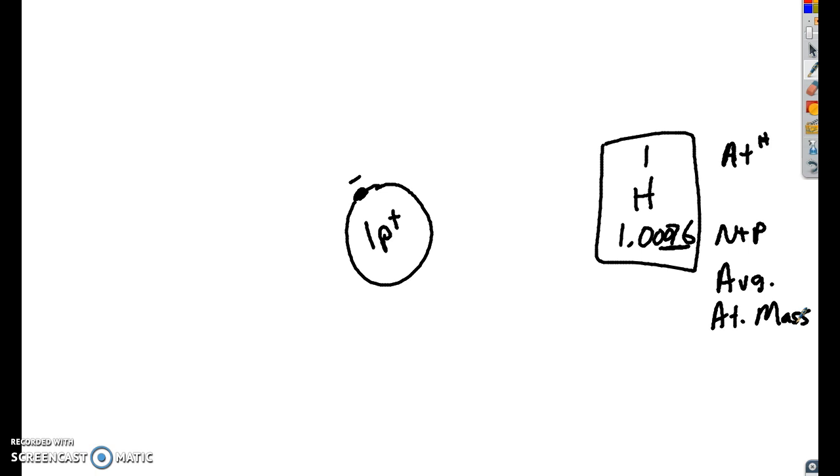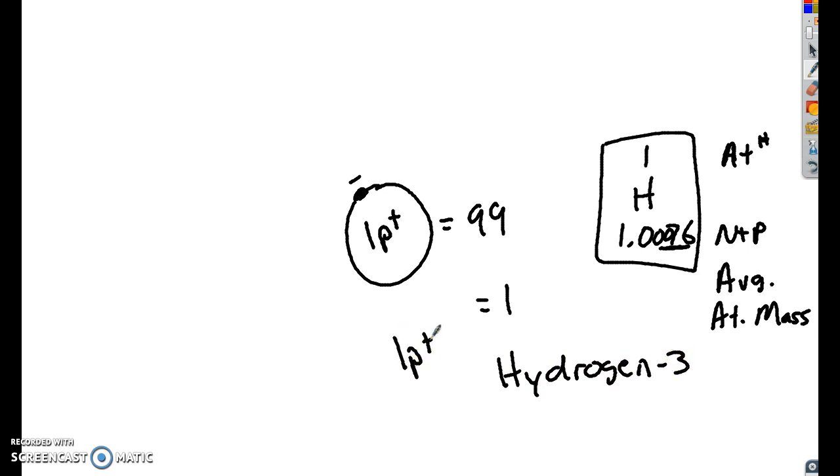Because out of 100 atoms, most of them, say 99 out of 100, are going to be this, and they're going to have a mass of 1, and 1 only, pretty much. The electrons are too small to really add up to anything. But for about every 100 atoms, there may be what we call hydrogen 3. This is an isotope of hydrogen. It has 1 proton, just like hydrogen does, and it has 1 electron, but it has 2 neutrons.